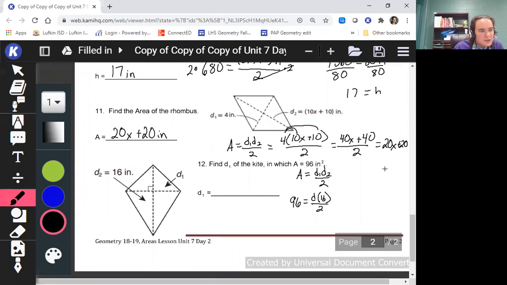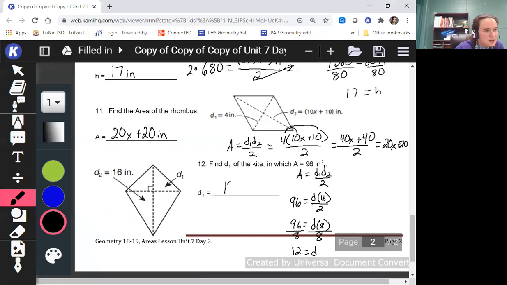Now on this one, I'm not going to divide or multiply by 2. I'm going to just divide 16 by 2. And that gets me 8. So we've got diagonal times 8. And then I'm going to divide by 8. And that gets me 12 for diagonal 1.